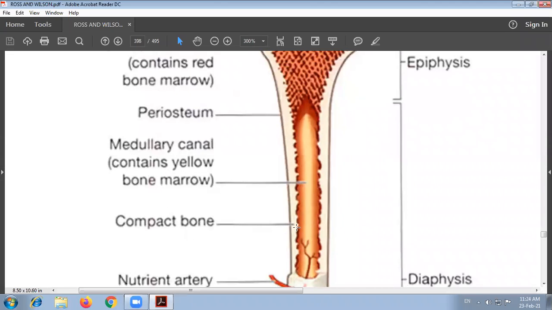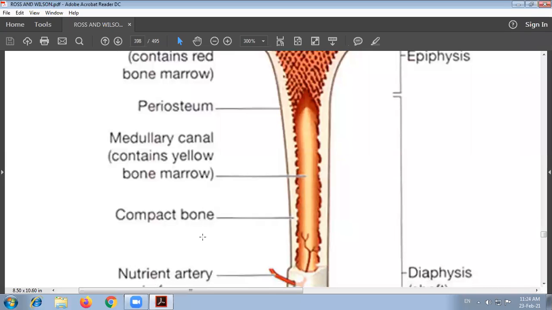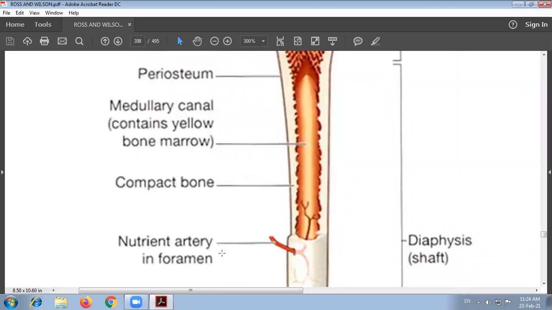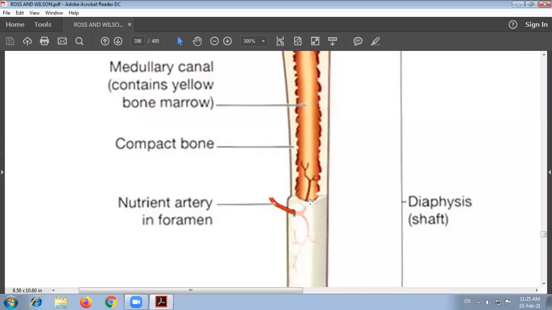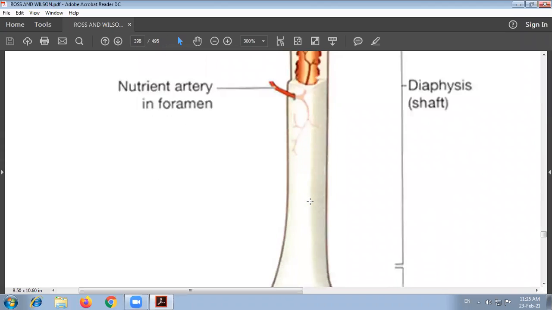Here in the shaft region, that is the diaphysis region, you can see the compact bone is present. Then the nutrient artery passes through the foramen of the bone to supply the internal structure of the bone, so that the bone marrow gets supplied with blood, oxygen and nutrients, and this is done by this artery which is passing inside the bone. This is shown in the diagram you can see here.